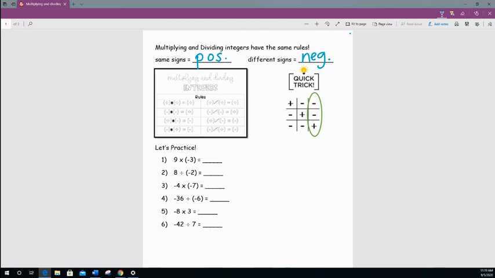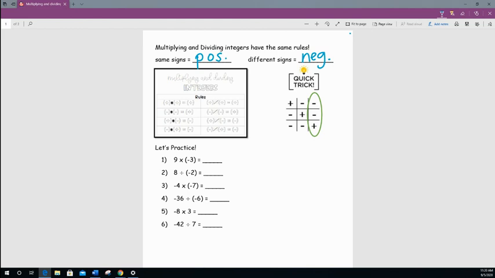Now, if we had different signs, a positive times a negative gives us a negative. A positive divided by a negative gives us a negative. Again, different signs here make it a negative answer, okay? Here, a negative times a positive gives us a negative. A negative divided by a positive gives us a negative. Different signs, negative answer.